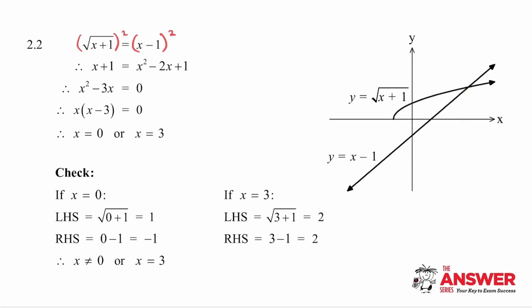Where is the other solution? The other solution is there. And we have to discard that one because the range of that graph is greater than or equal to 0 only.